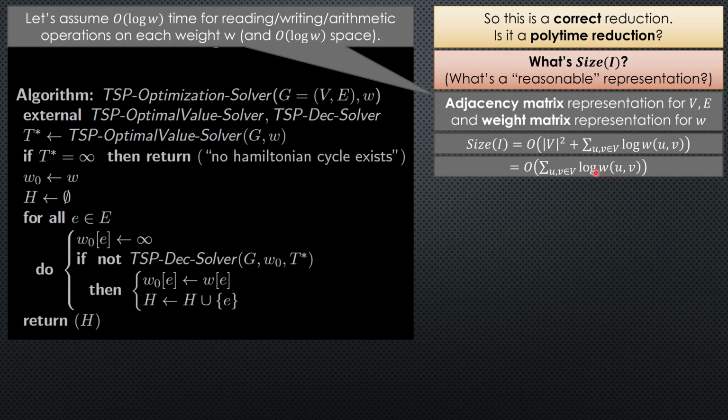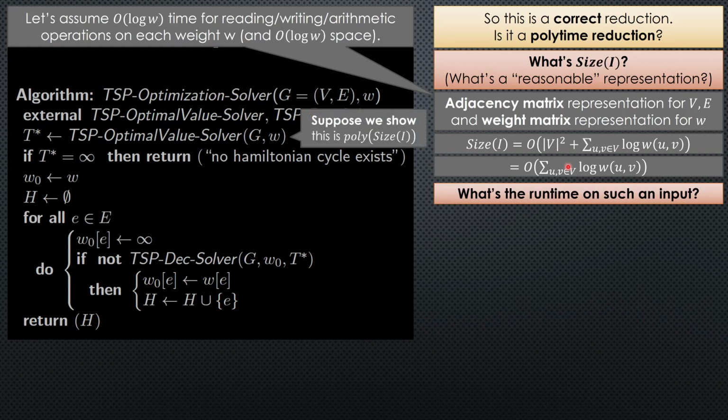I'll tell you the reason I'm concerned about this. You could have a graph where every weight is 1, and then the log of 1 is 0, and the sum of a whole bunch of zeros would just be 0. So this term itself might be order 0, basically, which is a weird expression that I'd like to rule out. So I might not like the fact that I've deleted this v squared term here. Let's see if that matters in the rest of this argument, and if it does, I'll put it back and correct the slides. Okay, so what's the runtime on such an input?